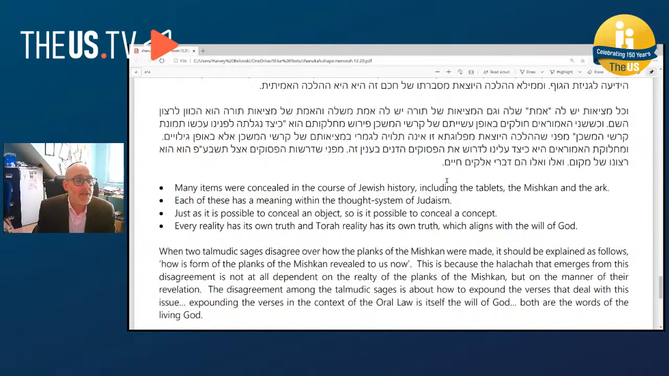How is the form of the planks of the Mishkan revealed to us now? Meaning, what's the most obvious, most compelling reading of the text? I.e., if I was given this text purely on which to base my construction of the plank, how would I make it? They're not disagreeing about what it looked like in the past because they couldn't have known.